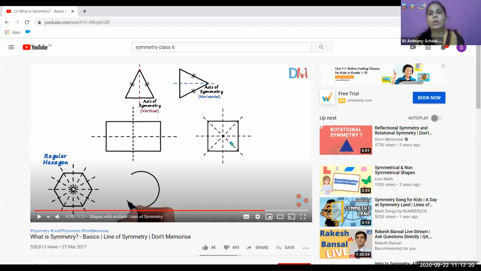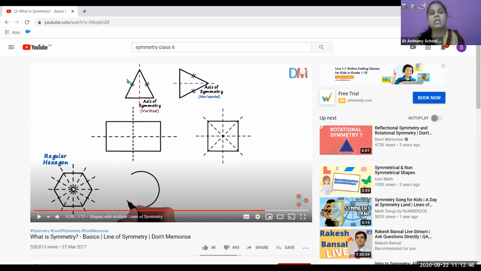Now this square has one horizontal, one vertical, and two diagonal. Means how many axes of symmetry does a square have? 4. Now if we take an example of a regular hexagon, a hexagon has 6 axes of symmetry. This is very important. That figure has how many axes of symmetry?